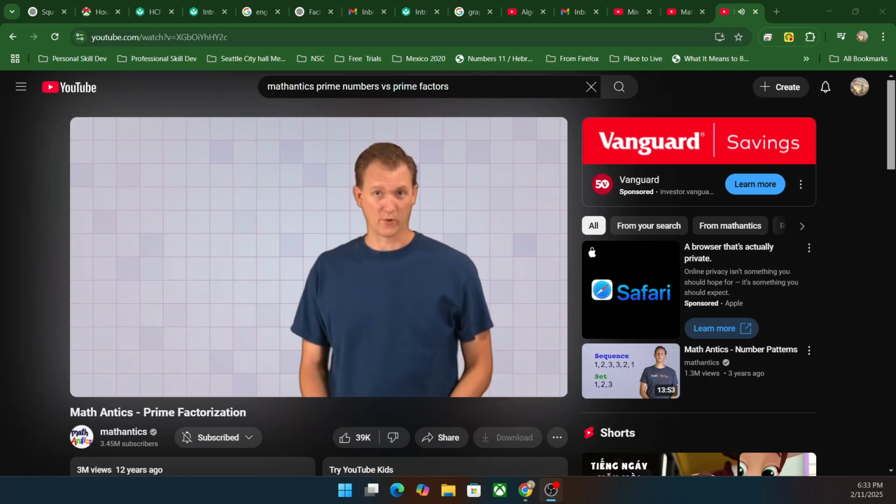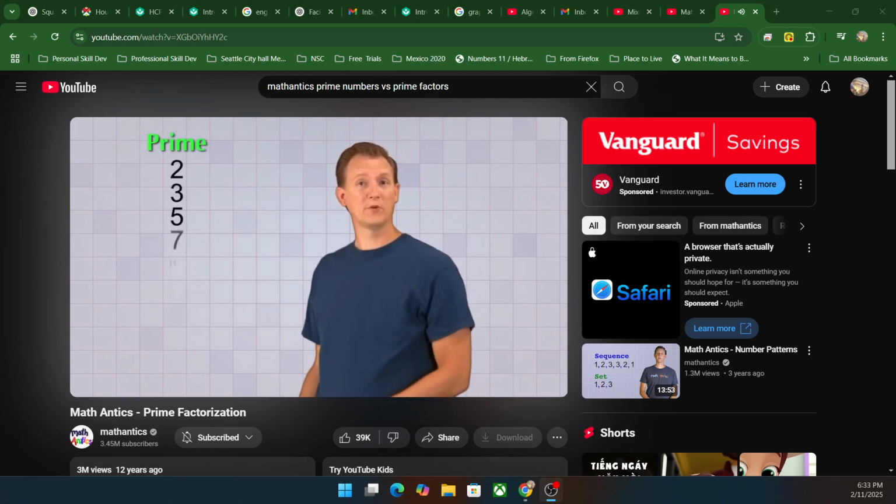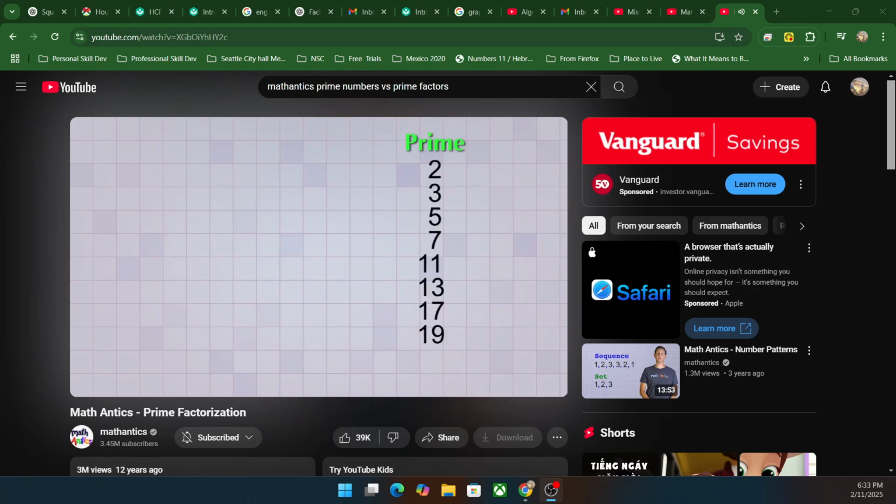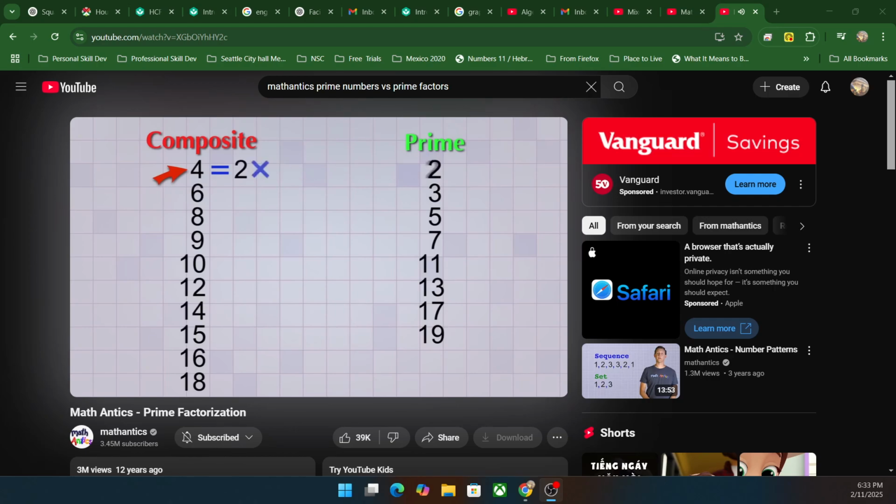Here's a good way to see how that works. Again, we'll list all the prime numbers that are less than 20. And now let's list all the composite numbers that are less than 20 over here. The first composite number is 4, and you get 4 by multiplying the primes 2 times 2. The next composite number is 6, and you get it by multiplying the primes 2 times 3. And the next composite number is 8, which you get by multiplying the primes 2 times 2 times 2.